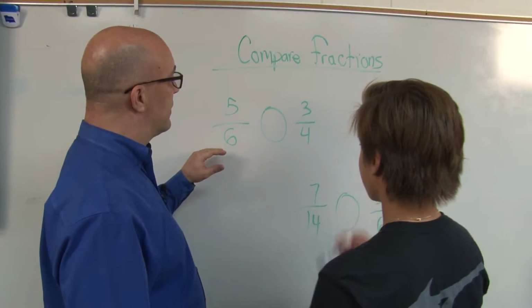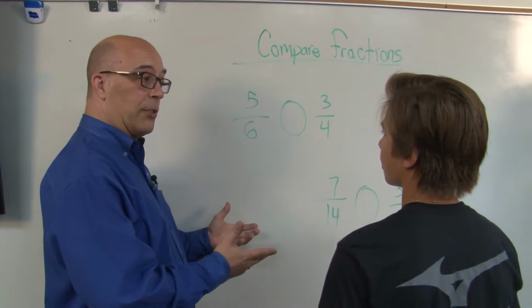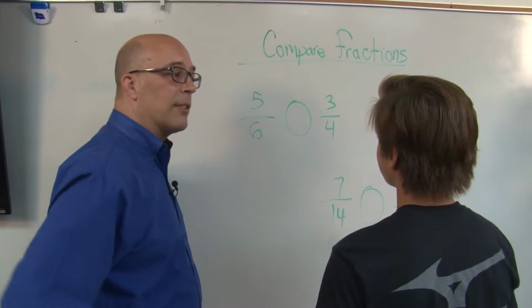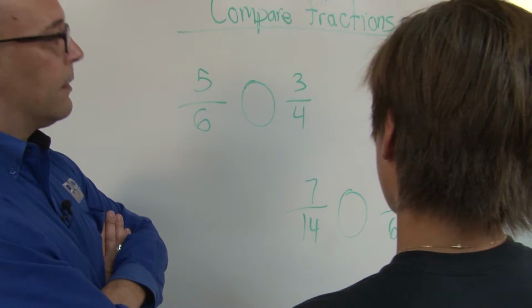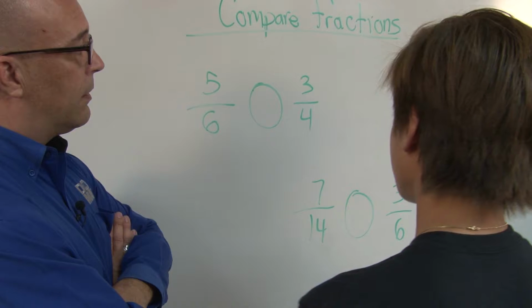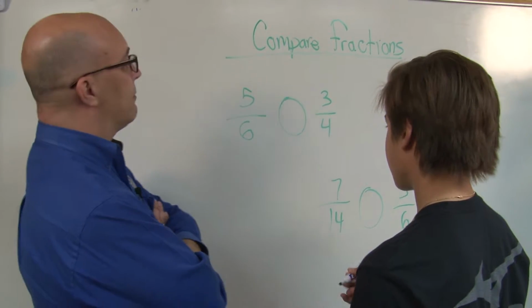Okay, so we have 5/6 and 3/4. All right, so we need to know if the one is greater than, less than, or equal to. So how do you go about doing this? So you could do it in one of two ways. You could either make the denominator the same, or you could turn it into a decimal. But I'm going to make the denominator the same because I think it's easier.